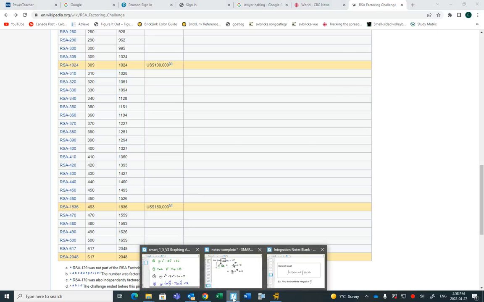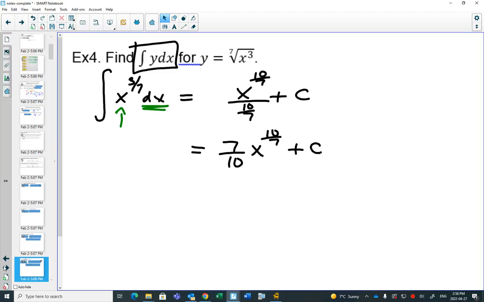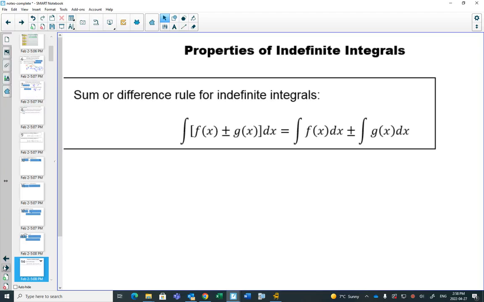Okay, so more integration rules, because we're going to be working backwards. We're going to be taking stones out of dirt.